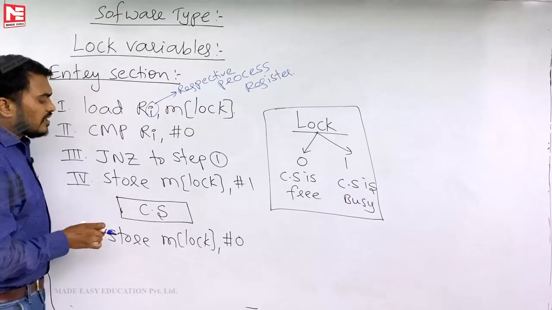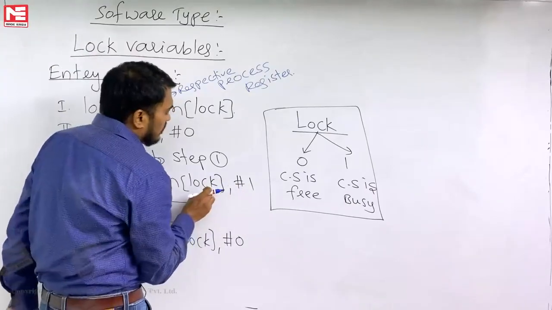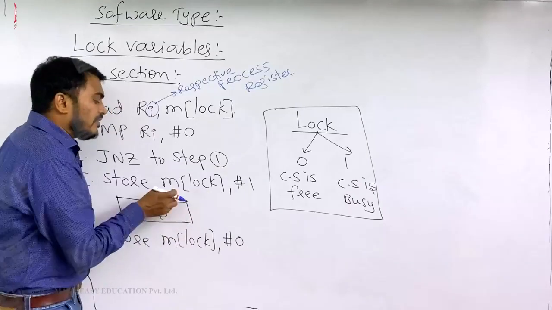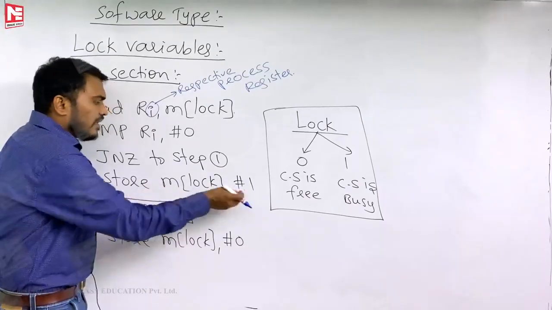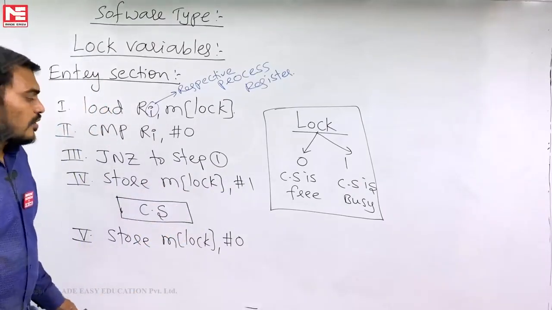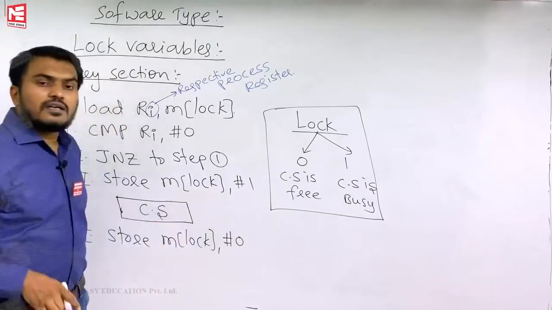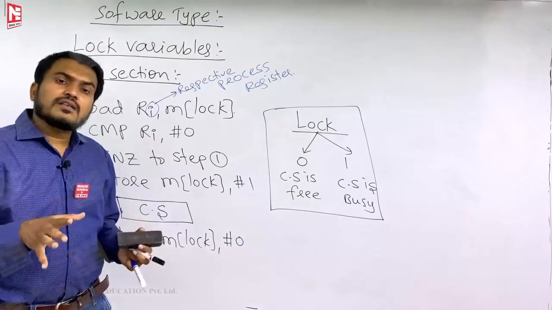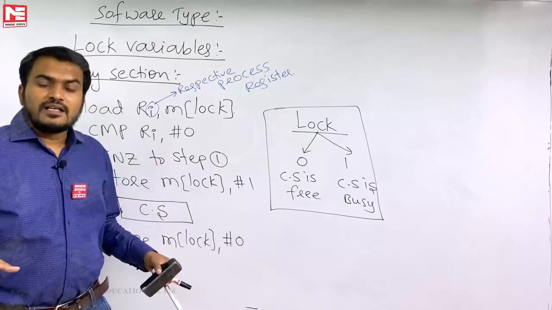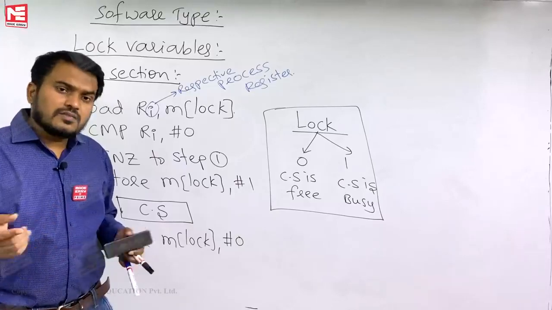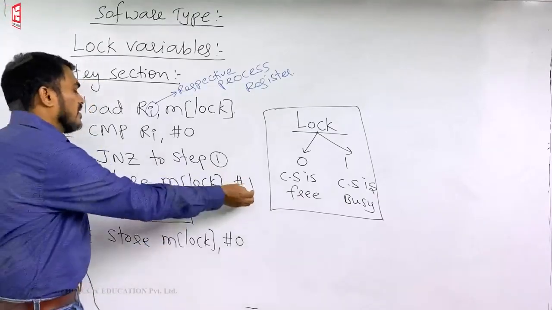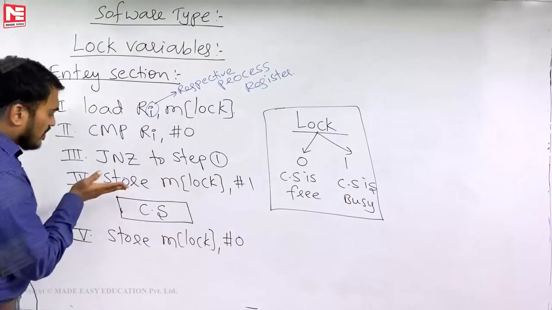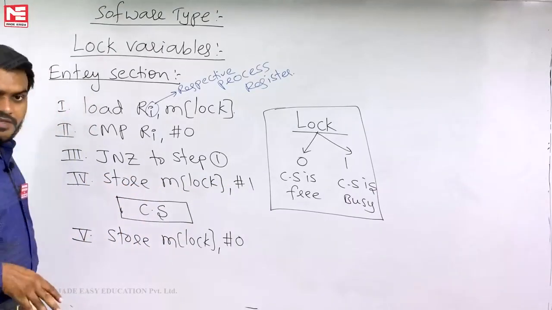So what is the next instruction here? Store the value of 1 into lock. Listen, we are storing the value of 1 into M of lock, where M means memory location. Why are you storing the value of 1 into lock? It means you are locking the critical section. You are making the critical section busy. Is that clear? Because the process is now entering the critical section, obviously you have to lock. So you are storing the value of 1 into lock, and then the process will enter the critical section.